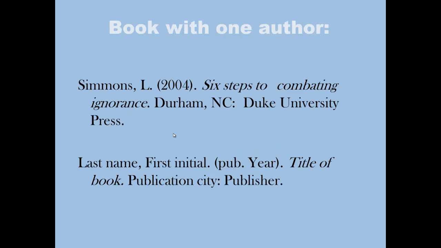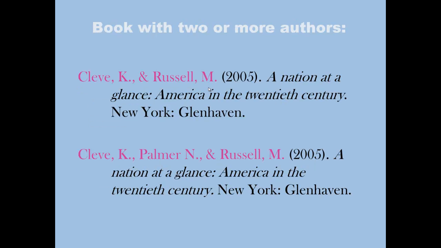So for instance, in this particular instance here, with a book with one author, we have last name, first initial, the year of the publication. Don't need the month, don't need the additional information other than just year, title of the publication, publication city, and then the publisher. And note that only the first word in the title of the text is capitalized, not every word.